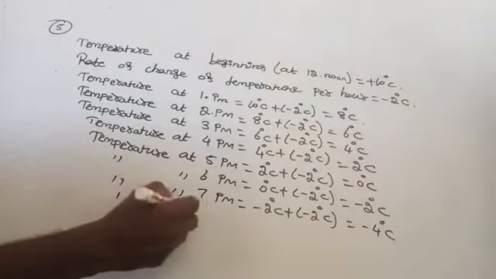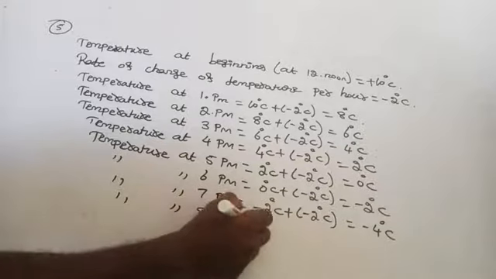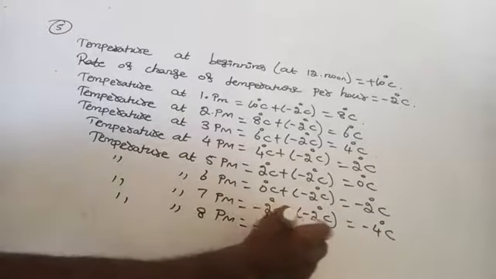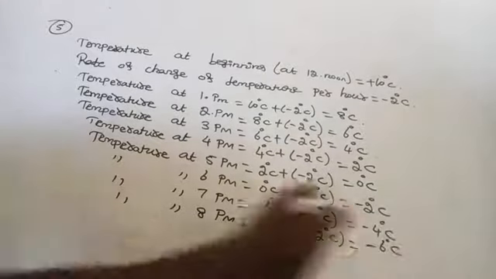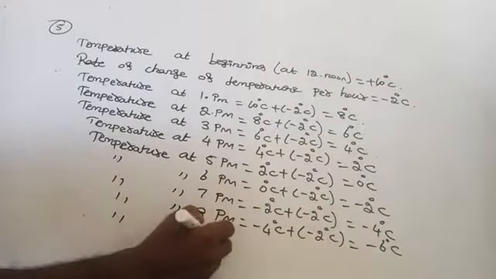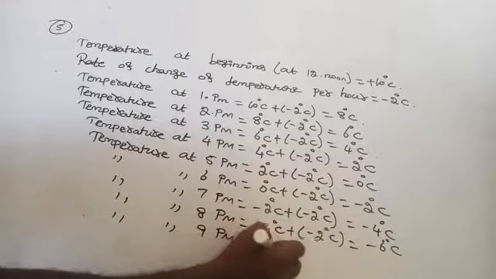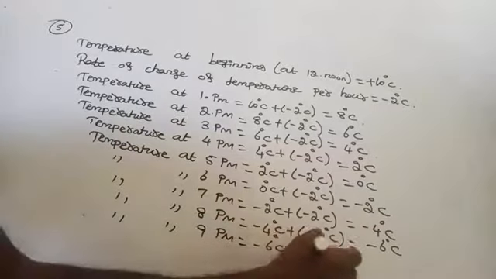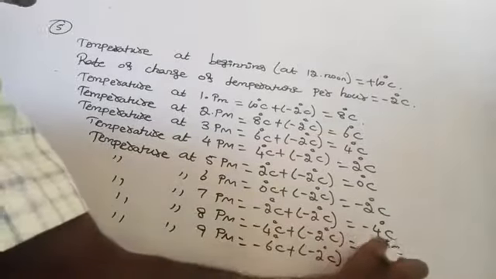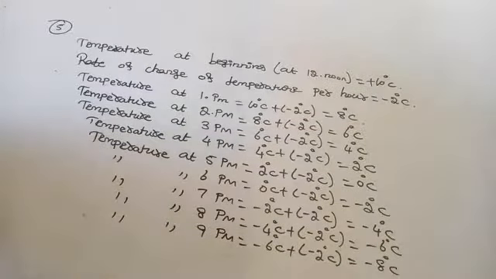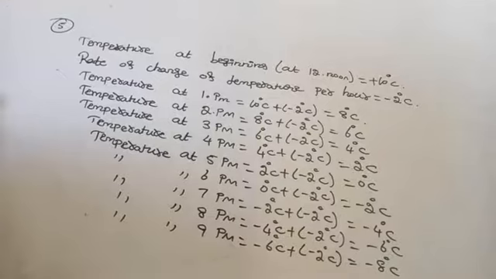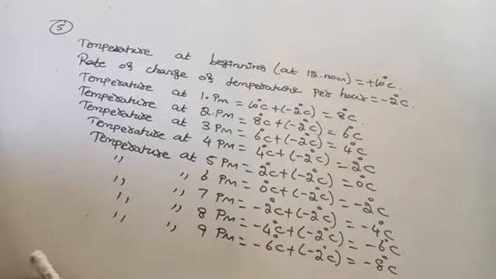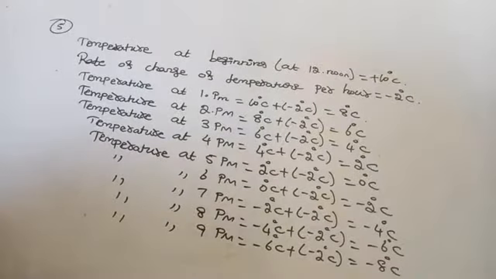Then the temperature at 8 p.m. is minus 4 degrees Celsius plus minus 2 degrees Celsius, which is equal to minus 6 degrees Celsius. Then the temperature at 9 p.m. is minus 6 degrees Celsius plus minus 2 degrees Celsius, which is equal to minus 8 degrees Celsius. Therefore, what you can conclude is at 9 p.m. the temperature is how much, dear? Minus 8 degrees Celsius.